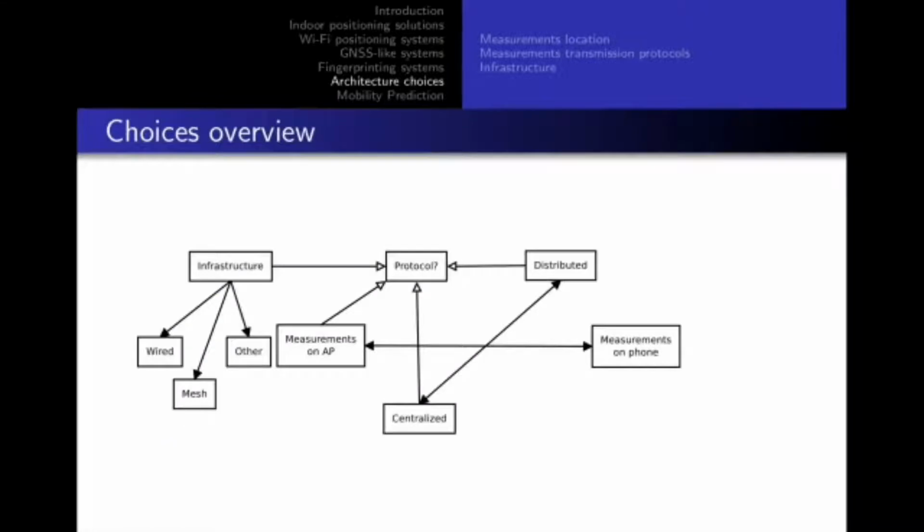So we'll have several choices to make when designing the system. In terms of infrastructure, we can use a wired network, a mesh network, or other kind of infrastructure. This infrastructure will impact on the protocol we use. Then we can choose to perform the measurements either on the access points or on the mobile device. So if we use access points, it also impacts the protocols we use. And we may choose between a centralized or a distributed system, which also impacts on the protocol we use.